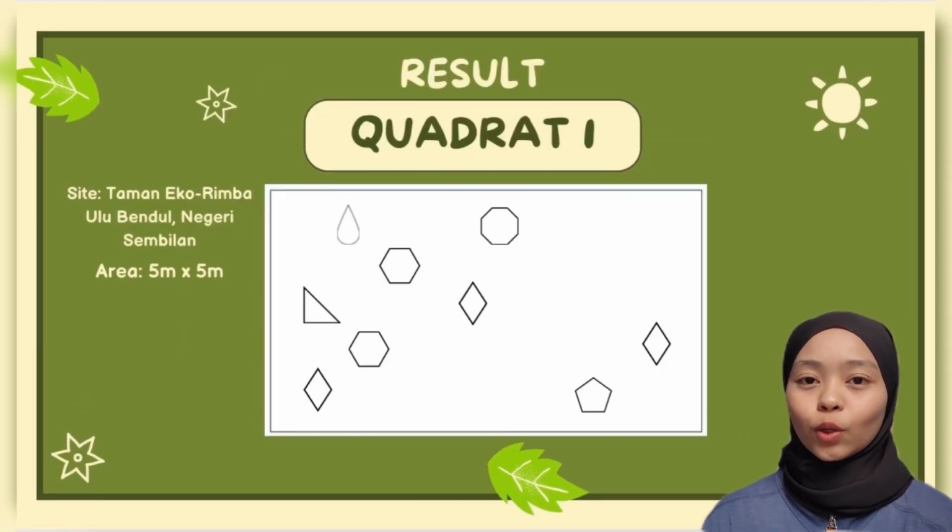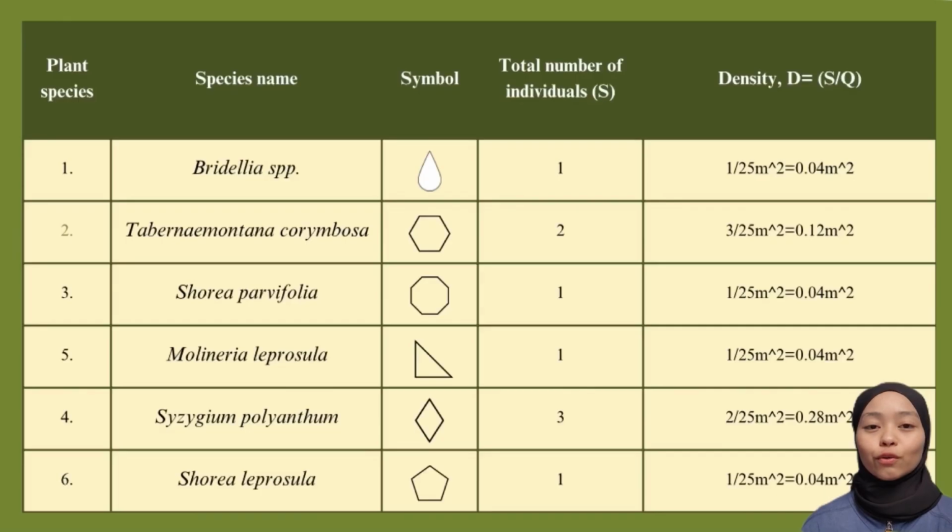For the results, the total number of species we have accounted is 12, but we divided it into 2 quadrats, quadrat 1 and quadrat 2. For the first quadrat, we have Bridelia species with the density 0.04 meter square. Then we have Tabernaemontana corymbosa with the total number of individuals being 2 with the density 0.12 meter square. Then we have Shorea parvifolia, Macaranga leprosula, and Shorea leprosula with the density 0.04 meter square each. And lastly, we have Syzygium polyanthum with the total number of individuals being 3, and the density would be 0.28 meter square.